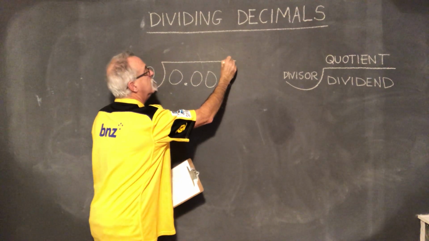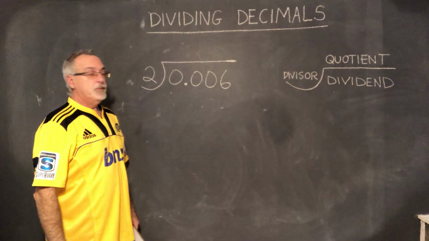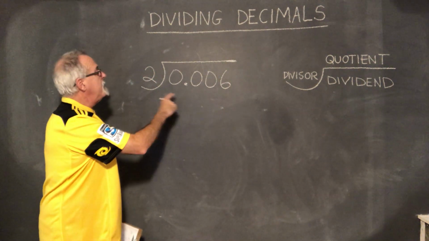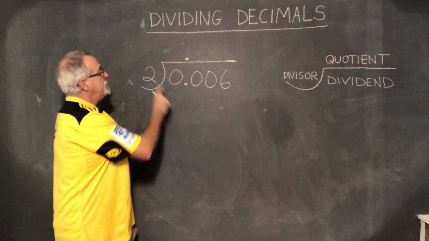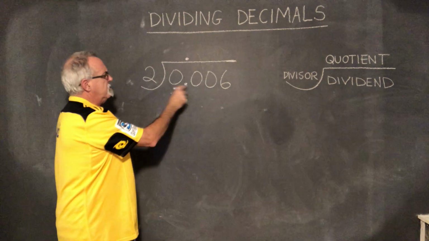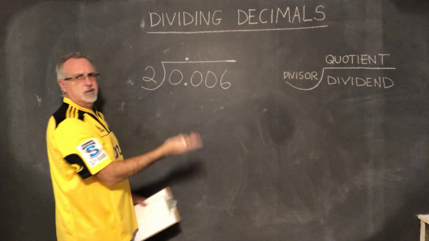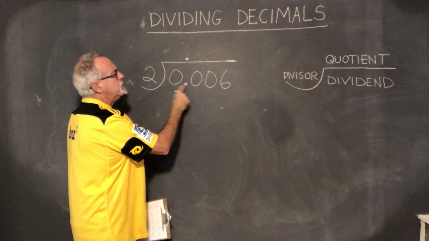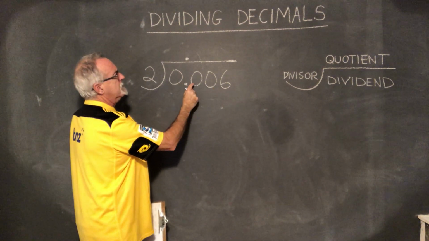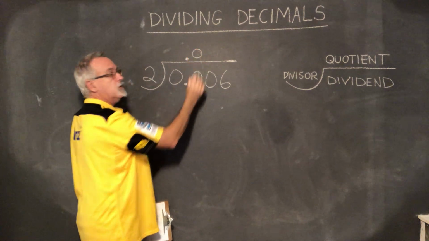Make that a little longer. Okay, lots of zeros. I'm going to put a decimal right above the other decimal. 2 doesn't fit into 0. And then 0, 0. Well, 0, 0 is still 0. 2 doesn't fit into 0, 0. What happens when I realize 2 doesn't fit into this? It means I have to put a 0 placeholder.